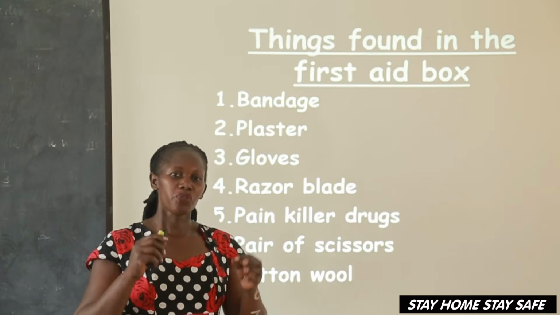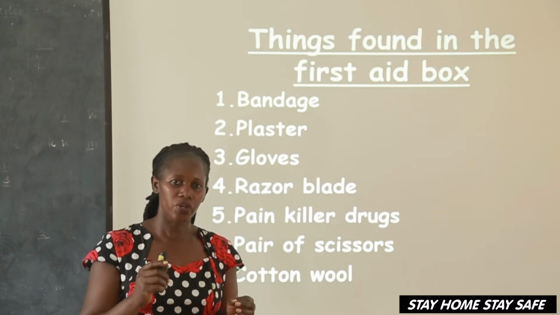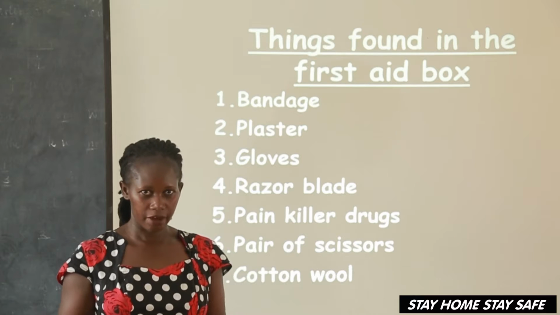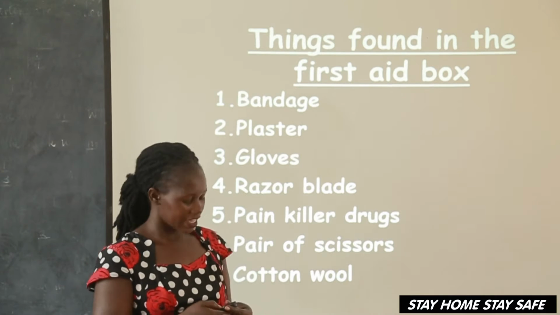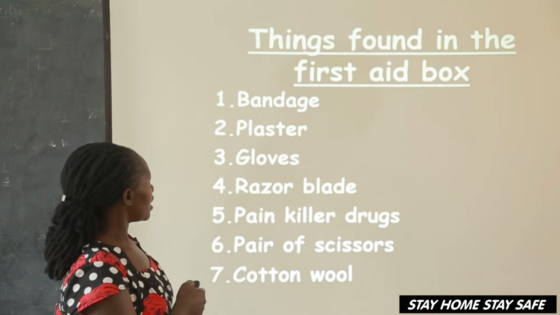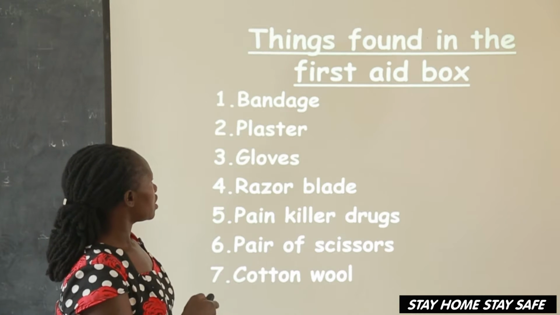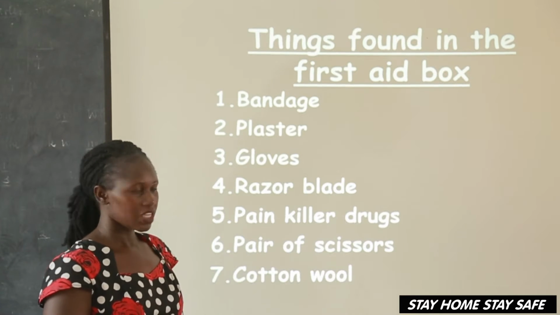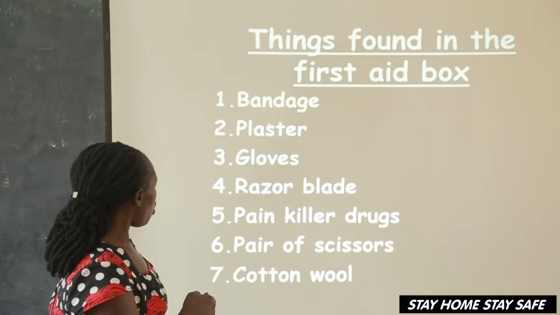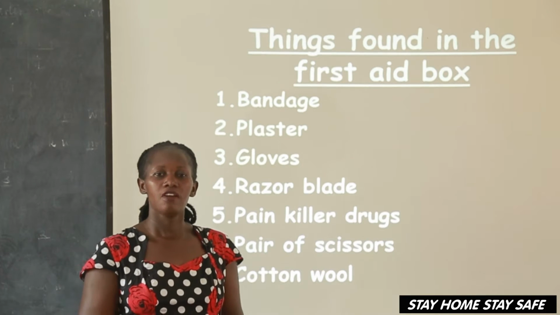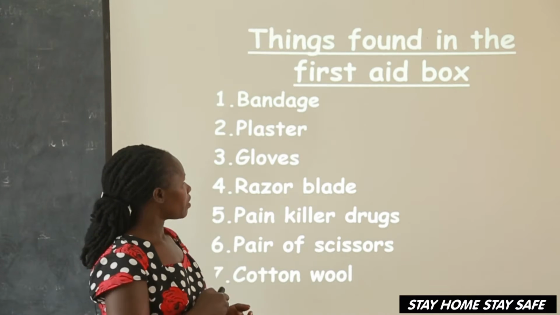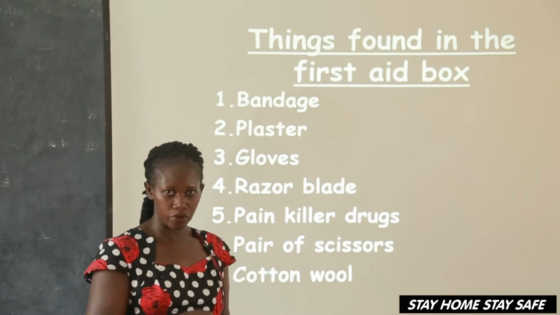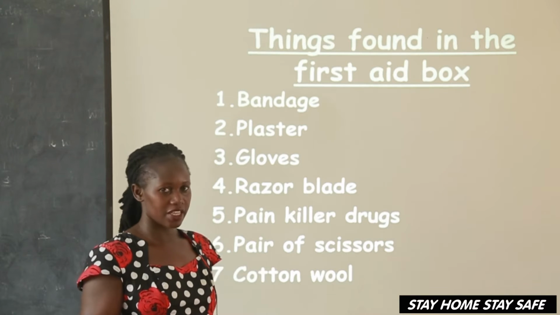And we always keep those things in a tool or in a box or in a container. The container where we keep those things is called a first aid box. So these are things found in the first aid box. These things we are seeing here are the ones we call first aid kit, the things we use to give first aid. And we must keep them in a first aid box, okay? Now these are the things we need.